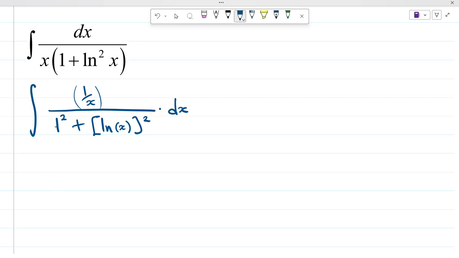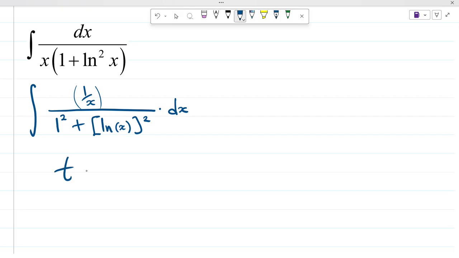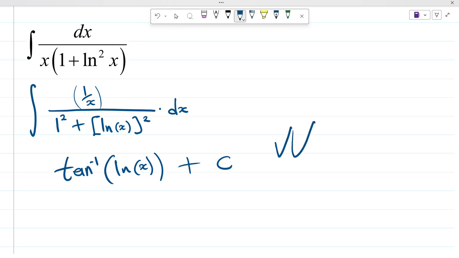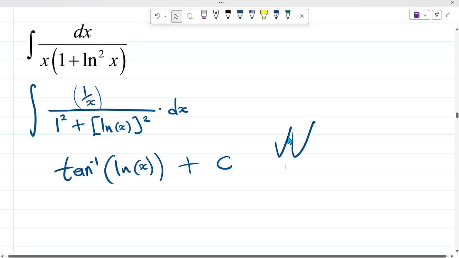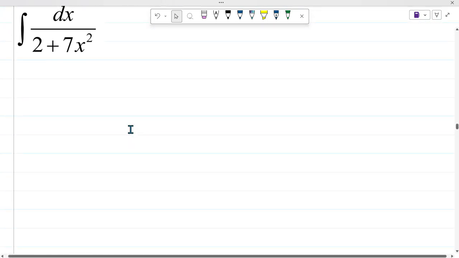Since we have 1 here, we're dealing with the first formula, so we're not going to have 1 over a. We will just say tan inverse of f of x, and our f of x is ln of x. Therefore, the answer here will just be tan inverse of ln of x, and then plus c. Ta-da! You have your answer. These ones are very straightforward. Make sense? It has to make sense.